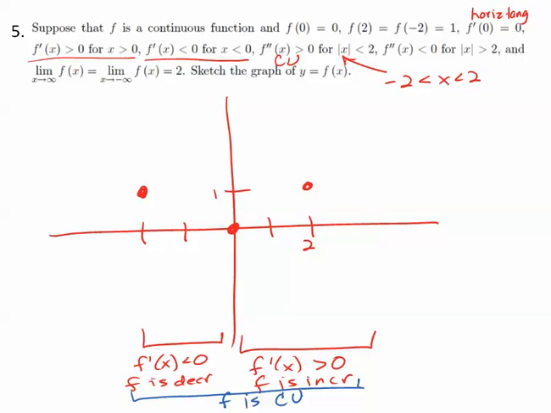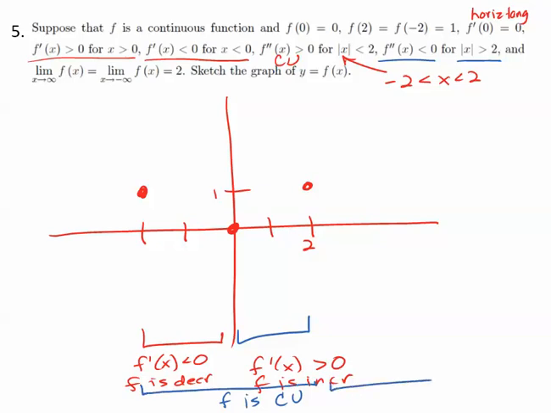All right, and then when the absolute value is bigger than 2, then f double prime is less than 0. So I went a little too far here with my lines. This should just go up to 2. And then after that, we should have concave down. So outside of that, we want concave down.